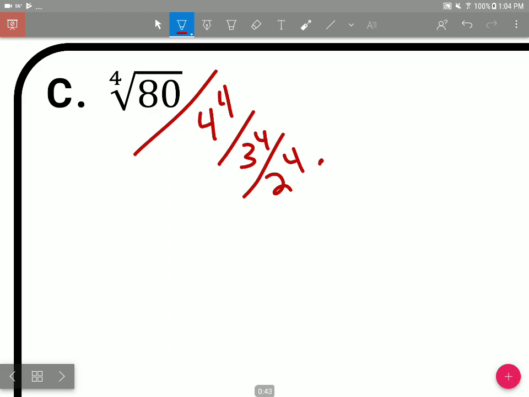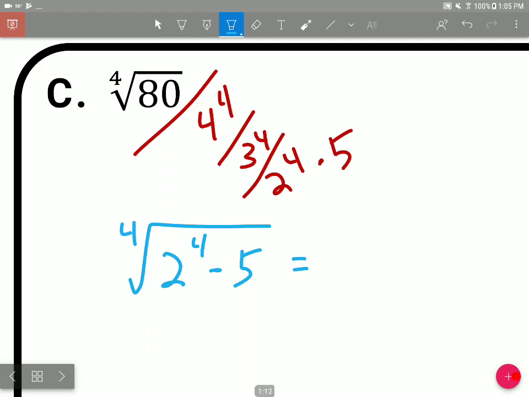And you find that 2 to the fourth times what will get you 80? 2. Bigger than that. 4. 2 to the fourth times 4? Oh, no. 80 divided by 2 to the fourth would be 5. Cool? So then I can confidently say the fourth root of 80 is also the fourth root of 2 to the fourth times 5.